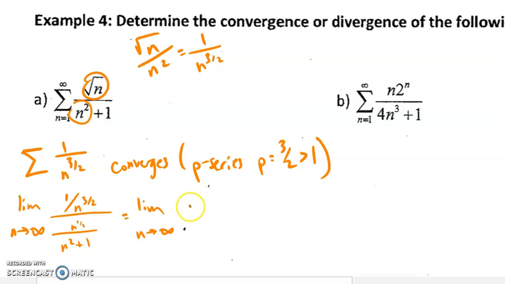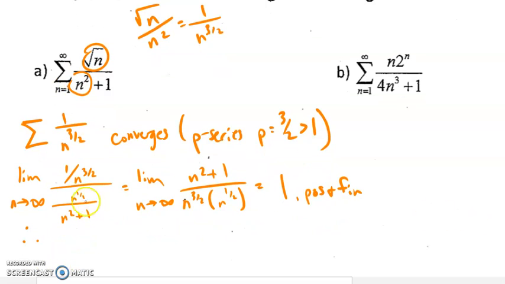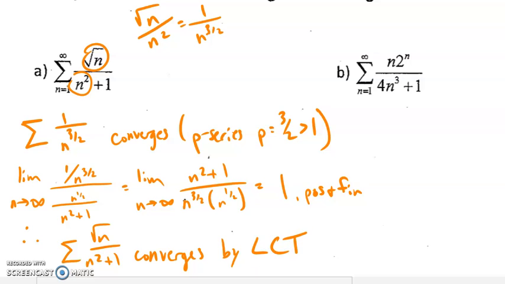And this is going to be n squared plus 1 on the top, and n to the 3/2 times n to the 1/2 on the bottom, which is just n squared. So we have n squared plus 1 over n squared. That approaches 1, which is positive and finite. Therefore, whatever the compared series does, the original series does as well. In this case, converges. Therefore, the series root n over n squared plus 1 converges by the limit comparison test.